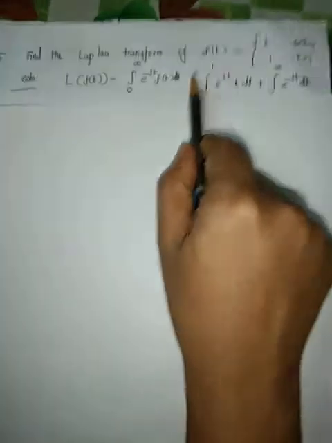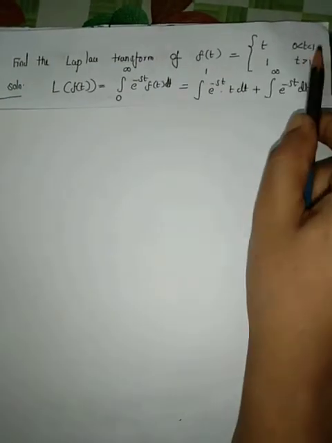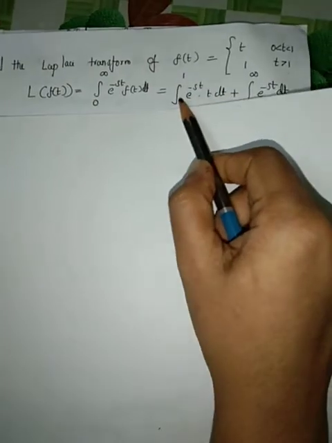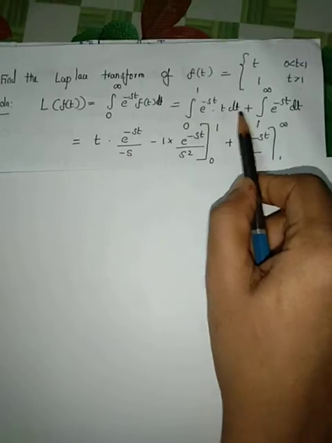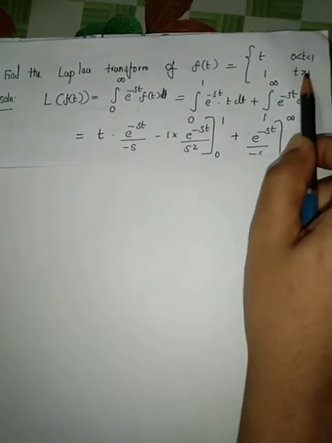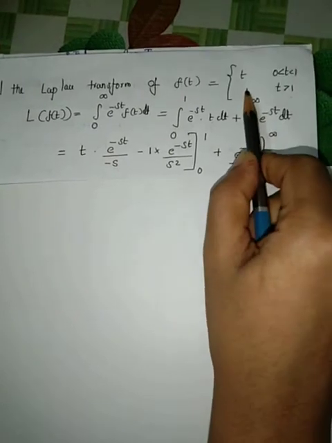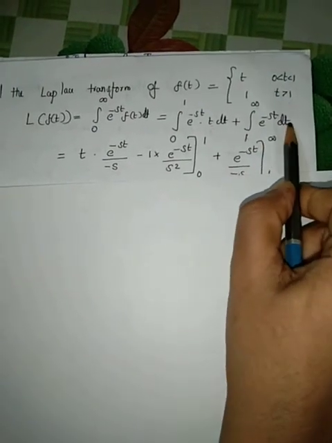Since f(t) is a discontinuous function, we have to split it into two. In the interval 0 to 1, the function is t. Therefore, it becomes the integral from 0 to 1 of e^(-st) into t dt, plus, in the interval t greater than 1, that means the integral from 1 to infinity, the function f(t) is 1. Therefore, it becomes e^(-st) into 1 dt.